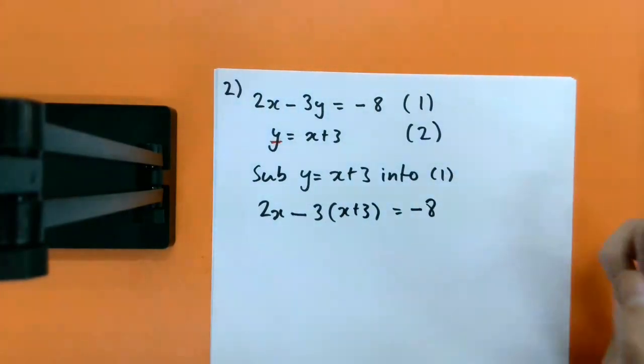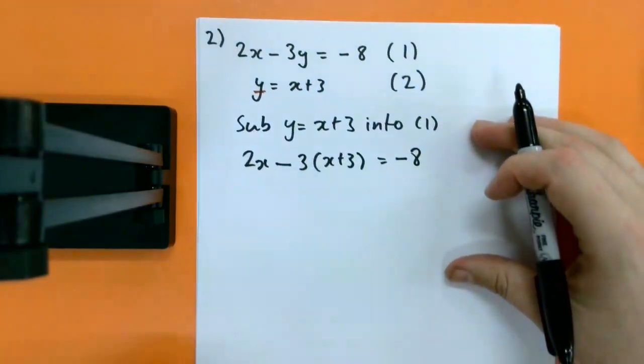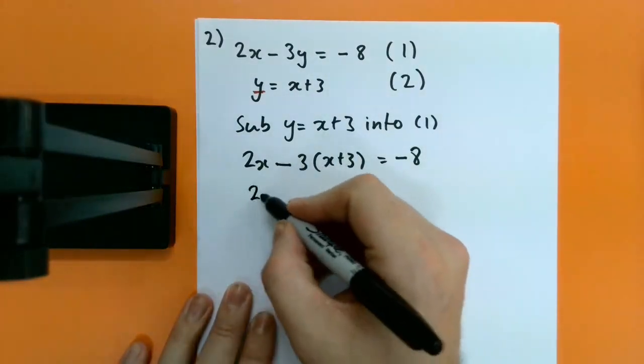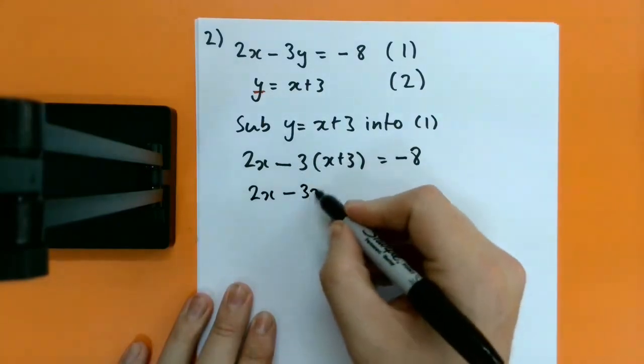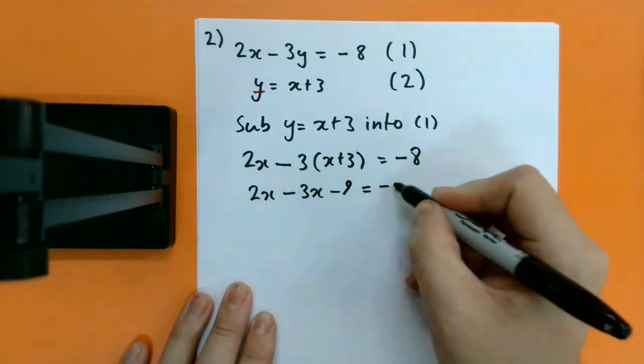So there's the idea of substitution method right there. We have just substituted it in. I'm just going to move this up so you can see where we're going. Let's expand this bracket out. We have 2x minus 3 times x, and then minus 3 times positive 3. Minus 9 is equal to minus 8.